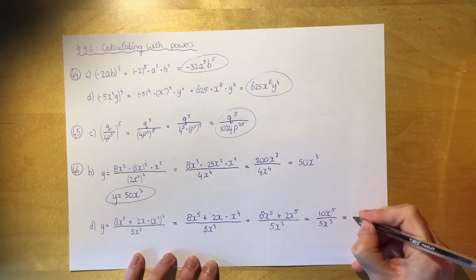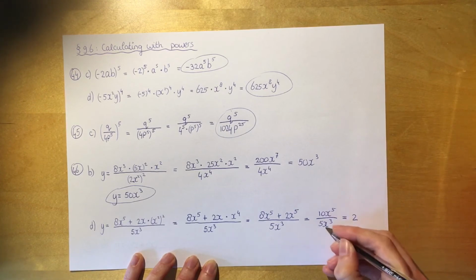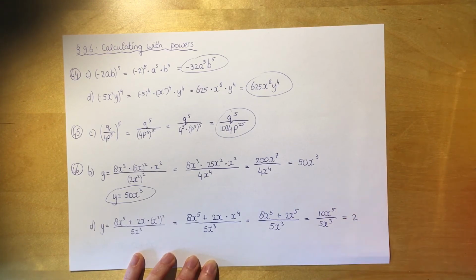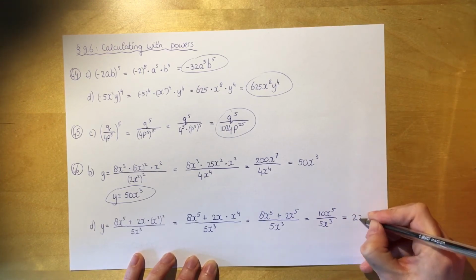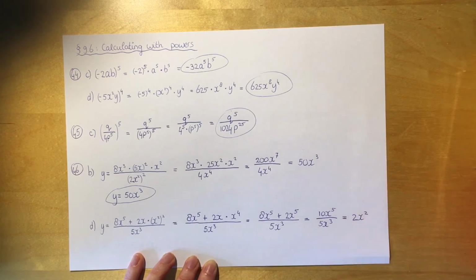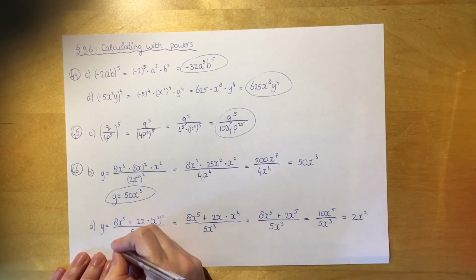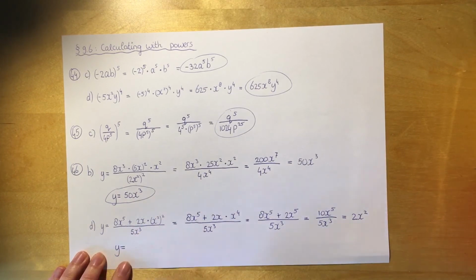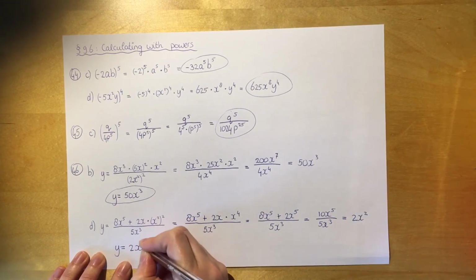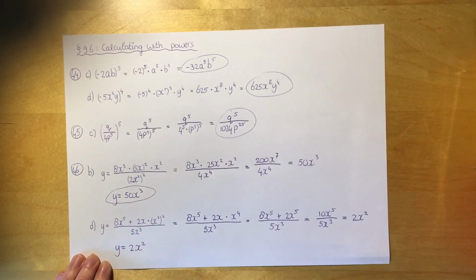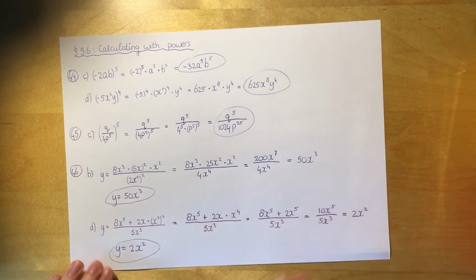10 divided by 5 is 2. And x to the power of 5 divided by x to the power of 3 is x to the power of 2, or x squared. So this is the final answer. Let's copy it down with the y squared in front of it. So our final answer becomes y equals 2x squared. That's it.